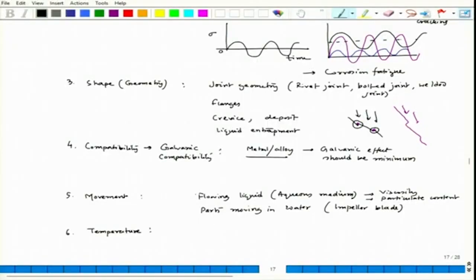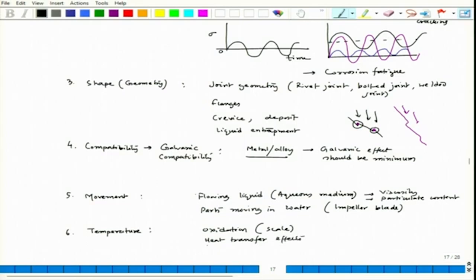When temperature goes up, because of the polarity reversal, iron corrodes in that localized portion. So the temperature actually leads to oxidation, and when we talk about oxidation, we are talking about scale formation. Then temperature can also have heat transfer effects.